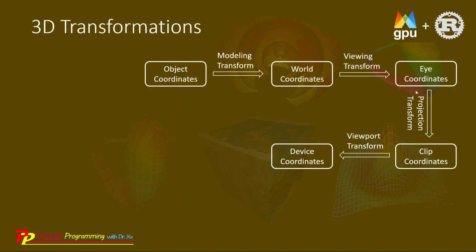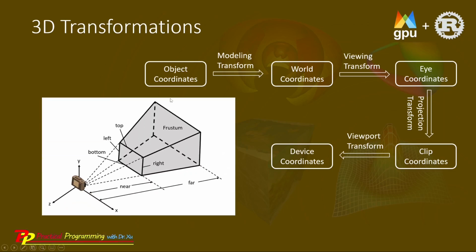Next, we perform the projection transformation. The purpose of the projection transformation is to define a view volume. Here it is called the view frustum. This frustum is used in two ways. It determines how an object is projected on the screen. It also defines which portions of an object are clipped out of the final image. That is, only the portion inside this frustum will be kept, and anything outside of this frustum will be clipped out.